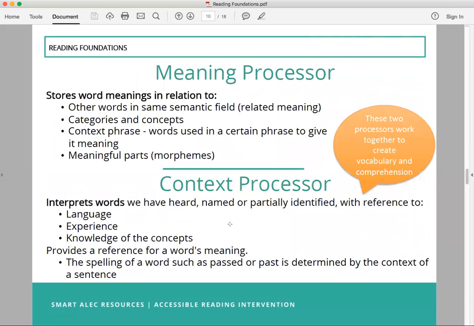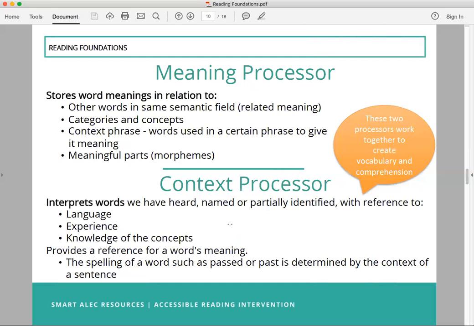Digging into those higher level processes, so the meaning processor, we're really thinking about word meaning in relation to other words in the same semantic field. So for example, if we're thinking of cat, then all of a sudden we might be also thinking about what are some other words that are kind of similar to cats. We might be thinking of tigers and lions and other things that have a similar or related meaning. We also might want to be thinking about categories and concepts. So again, thinking about cat, this is an animal. What are some other animals that we know? Dogs, horses, all of those different things.